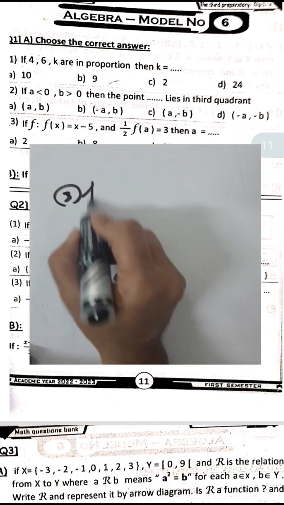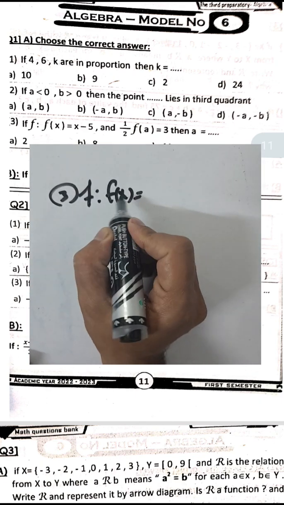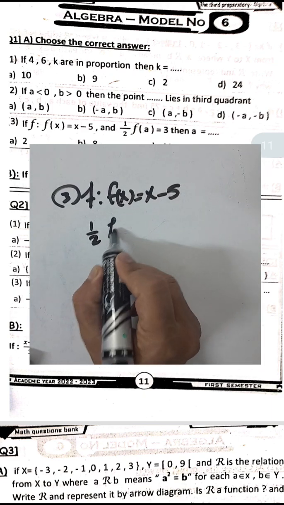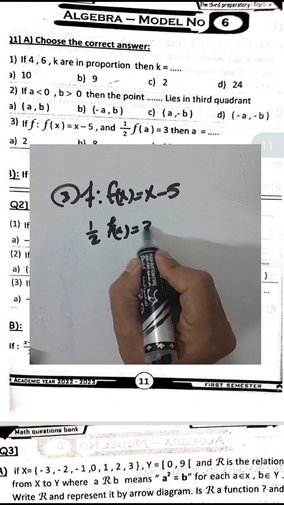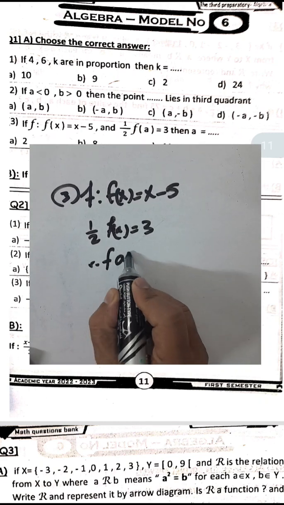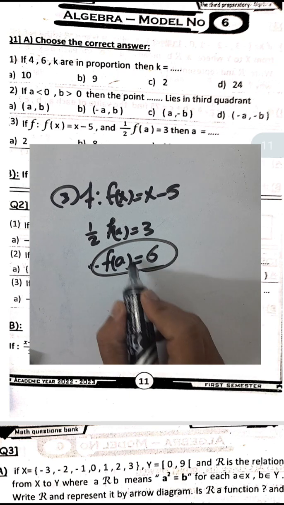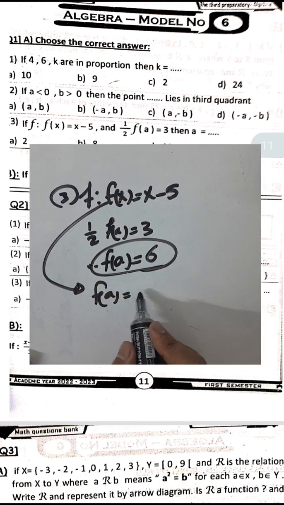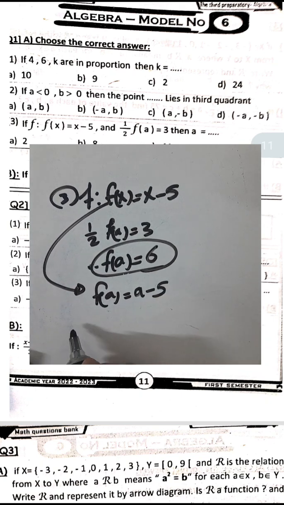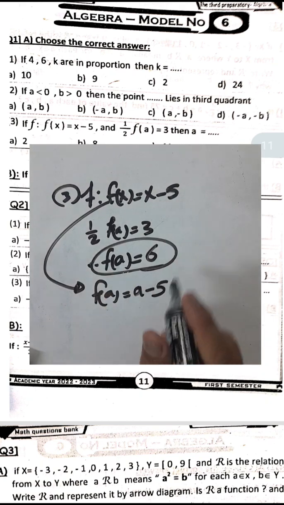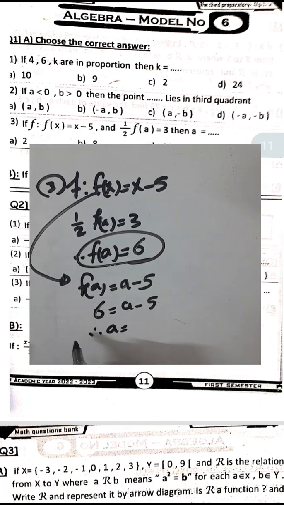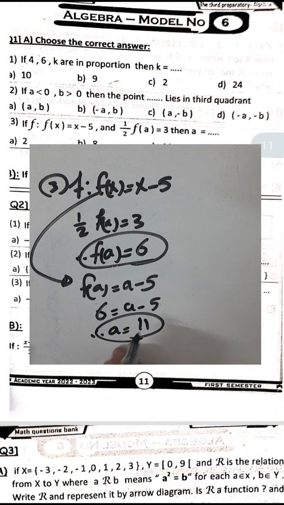Question number 3. If f of x equals x minus 5 and half of f of a equals 3, then we can write f of a equals 2 times 3 equals 6. About this function, f of a, put x equal a, then f of a equals a minus 5. He gives us f of a equals 6, then 6 equals a minus 5. Then a will be 6 plus 5, which is 11. The value of a here will be 11.